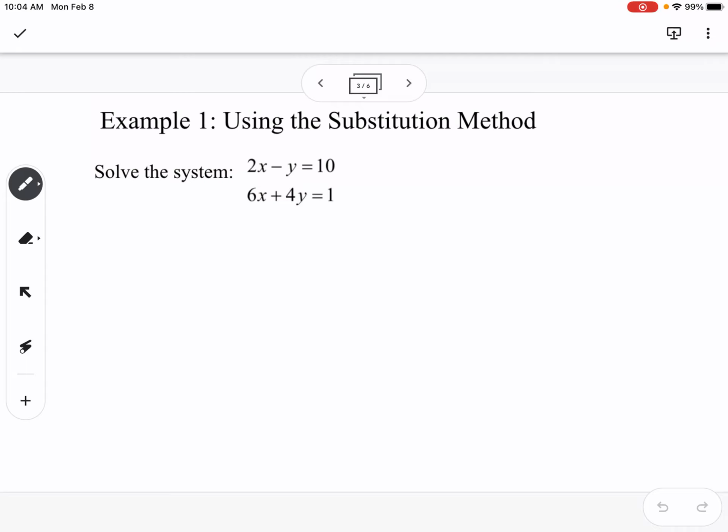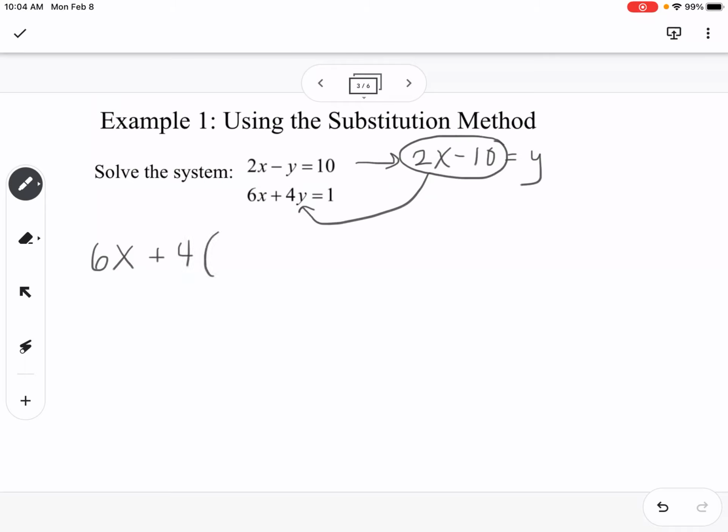So substitution works best if you have an isolated variable, which we don't have in this case, so we need to make one. If I rearrange the top equation, I'm going to add the y to the right side, and I'm going to subtract 10. So we could say 2x minus 10 equals y. Then I can take the 2x minus 10 and substitute it in for y in the second equation. That would give me 6x plus 4 times (2x minus 10) equals 1. Now I have gotten rid of the y's, so I just solve for x.